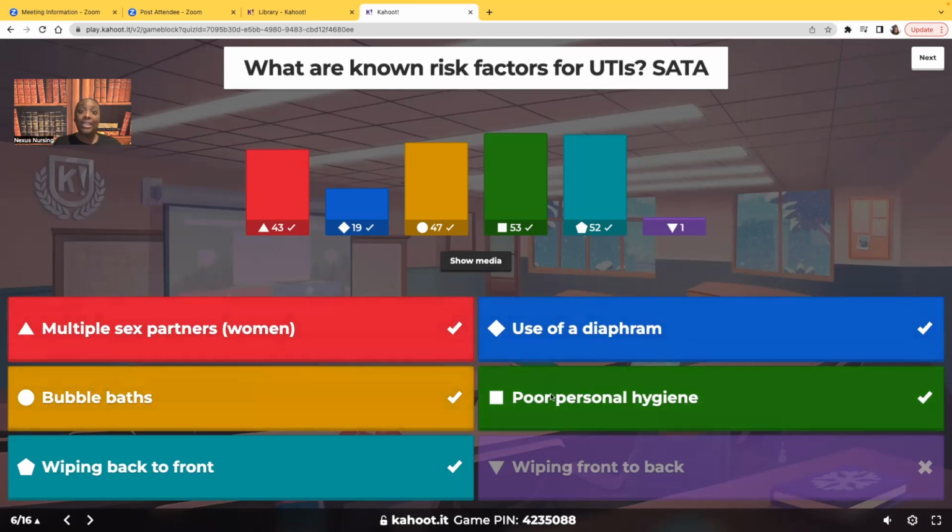Poor personal hygiene. The example I gave you about not wiping well after you have a bowel movement, and then you go on about your day, but now you've got some stool on your underwear. Now that underwear is rubbing up against your vagina, and before you know it, the bacteria has crept up the vagina and gone up to the bladder via your urethra. Wiping from back to front. Obviously, that can give you a UTI because of the E. coli that's in the stool. You're bringing it up to the front. But not wiping front to back. No, you're supposed to wipe front to back. Wiping front to back will decrease your risk for urinary tract infection. So everything except wiping front to back. Wiping front to back is a good thing.